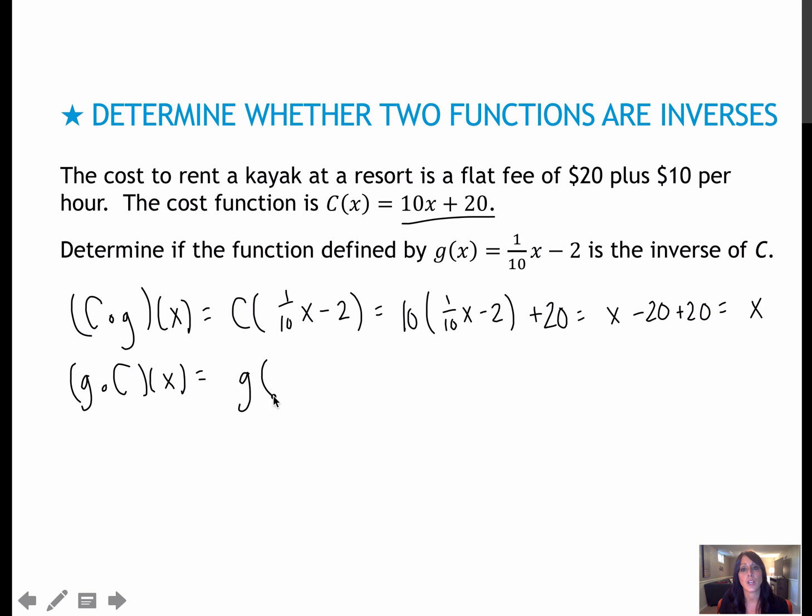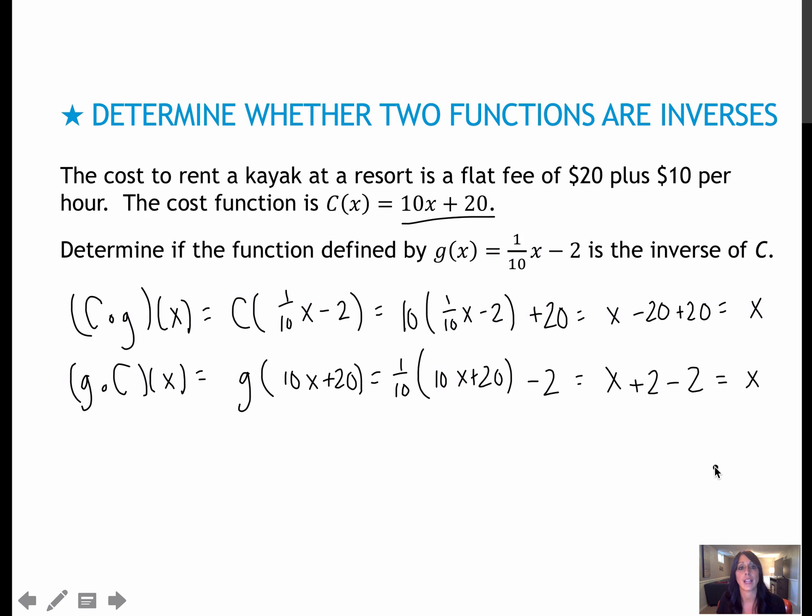So I'm finding g of 10x plus 20, which means I'm taking this function, 1/10, and instead of x, I'm writing 10x plus 20, and then minus 2. 1/10 times 10 is 1, so that's just 1x. 1/10 times 20 is 2. My minus 2 on the outside, those two will cancel, and that gives me x. And so yes, g of x is the inverse of c.